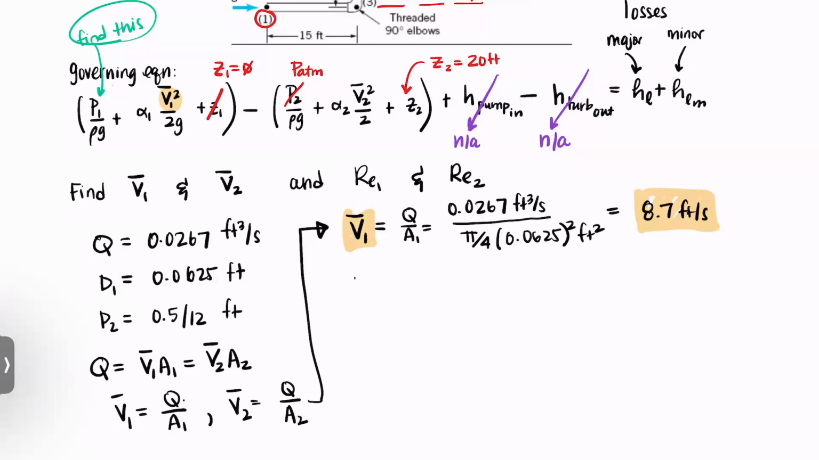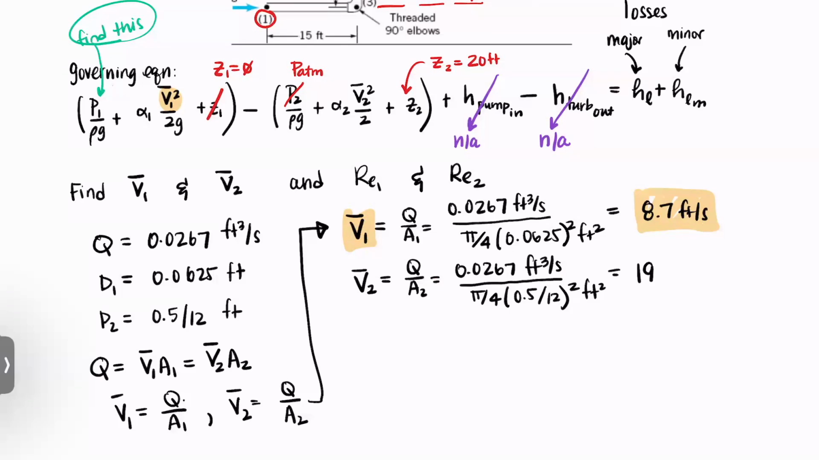And then we're going to do this exact same thing for V2. So this is Q divided by A2. So we have 0.0267 cubic feet per second divided by pi over 4, 0.5 divided by 12 squared, feet squared. And that is 19.6 feet per second. All right, so we have that. That's good.